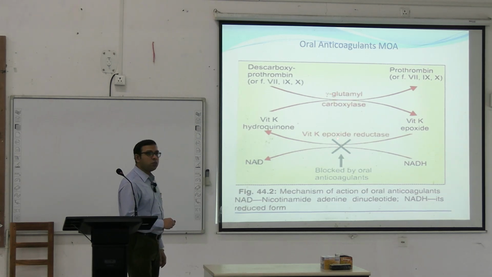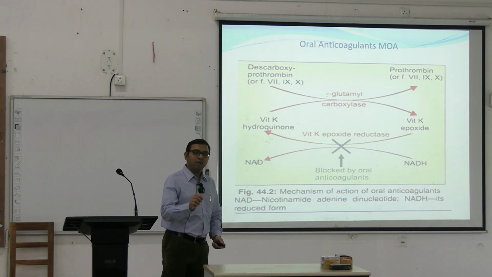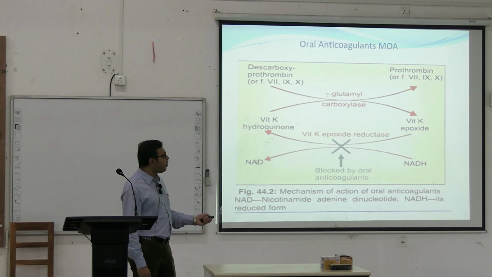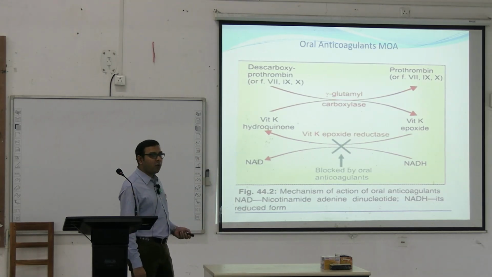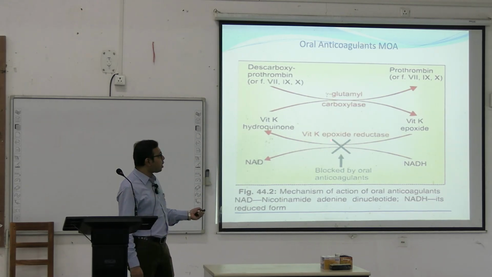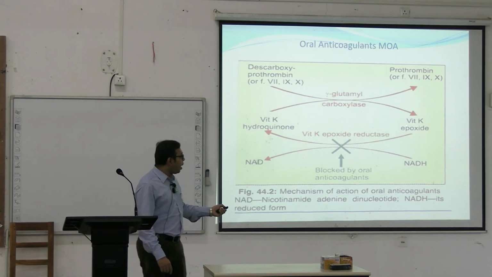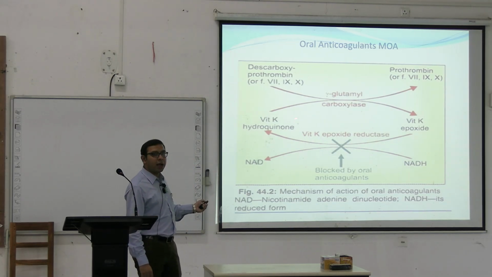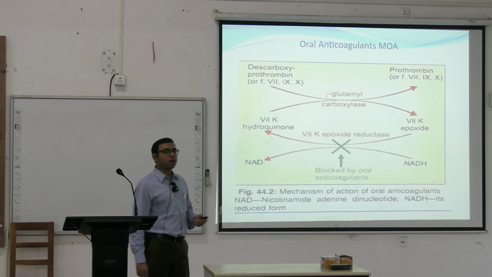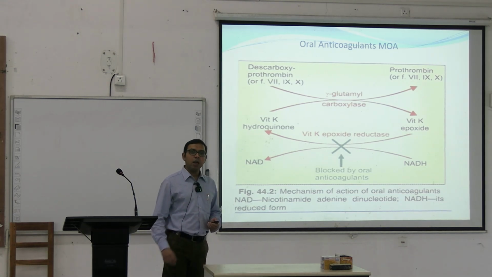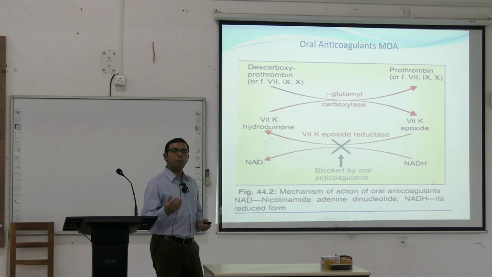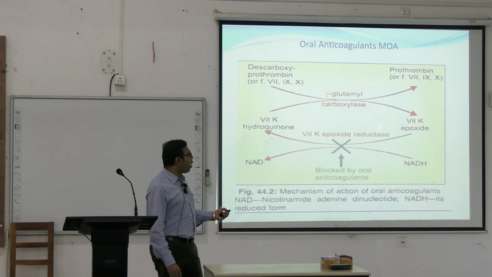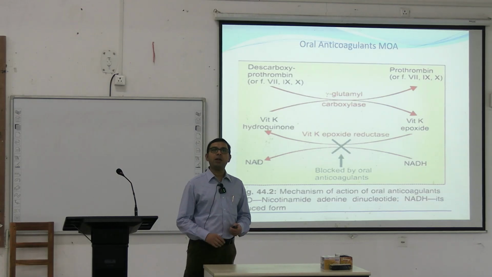So when we use oral anticoagulants like warfarin, they block the conversion of vitamin K epoxide to vitamin K hydroquinone, and at the same time NADH to NAD, by blocking the enzyme vitamin K epoxide reductase. So when this is blocked, less vitamin K hydroquinone will be formed, and factors 2, 7, 9, 10 cannot be converted to their activated forms. So ultimately there will be less synthesis of factors 2, 7, 9, 10. This is the way by which oral anticoagulants like warfarin mainly act.